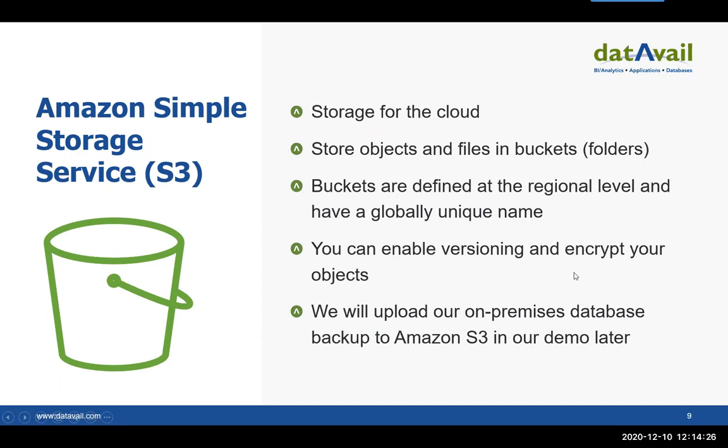Okay. Buckets are defined at the region level, and they have a globally unique name, right? Because it needs to be unique. If another person already has the name for the bucket, you need to pick a different one. You can also enable versioning and encrypt your objects. In the demo we're going to do a little bit later on, we're going to upload our on-premises database backup to S3. We're going to show you how to create an S3 bucket, upload our backup file to S3, and then restore it as part of the migration.